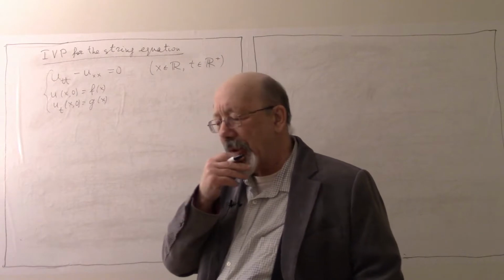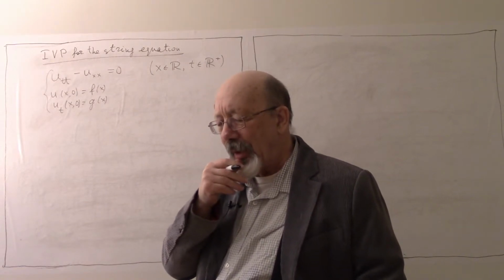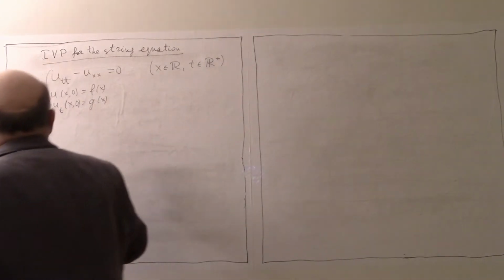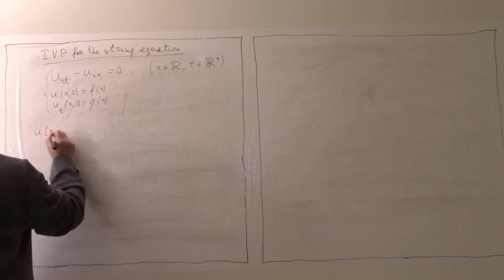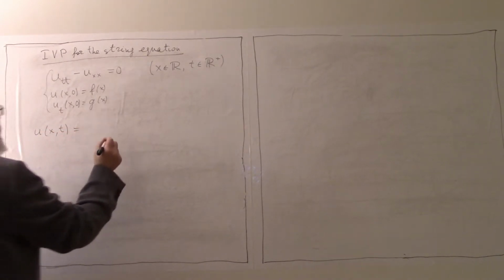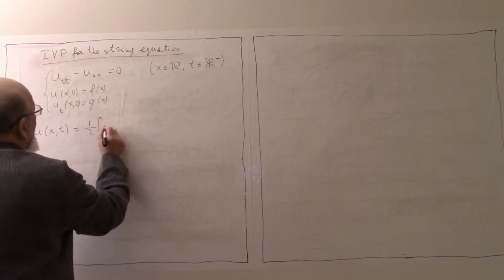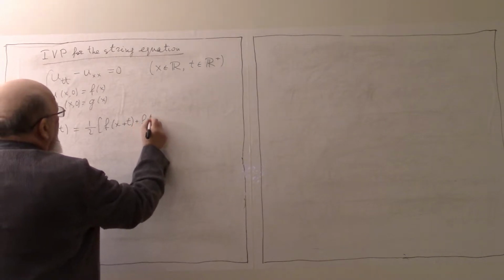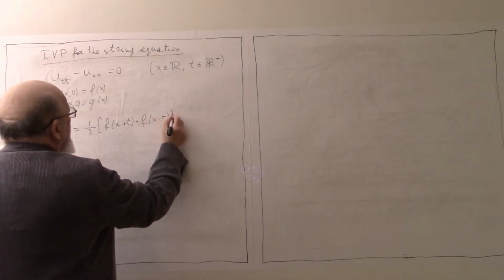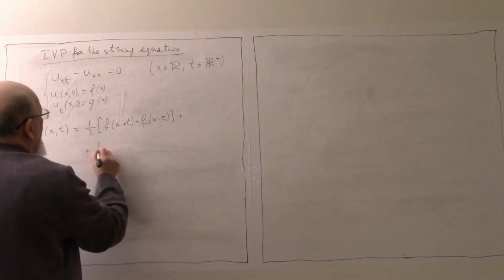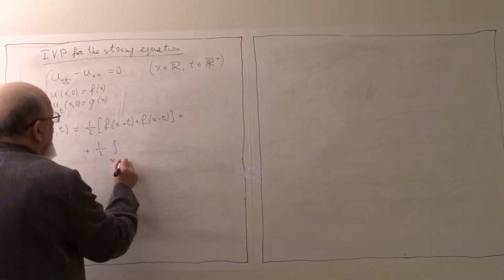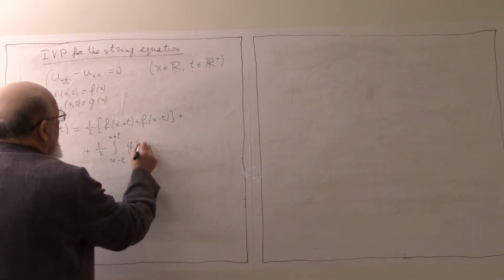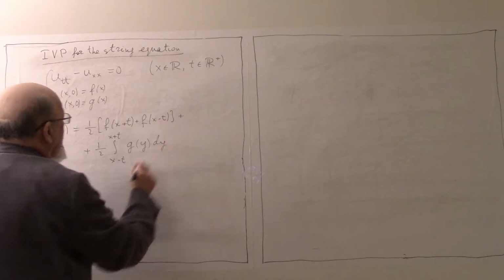We considered already very simple examples. Now examples of a different nature. So we have a general formula: u(x,t) equals 1/2 [f(x+t) plus f(x-t)] plus 1/2 integral from x minus t to x plus t of g(y) dy.